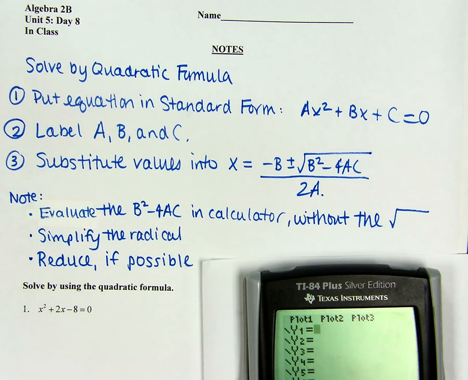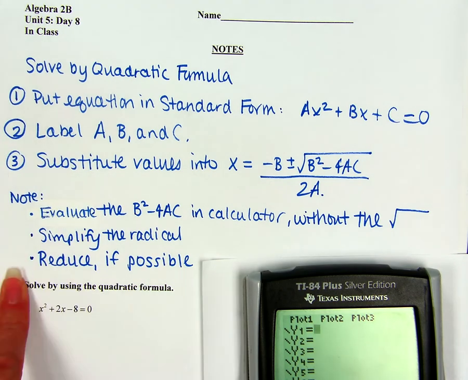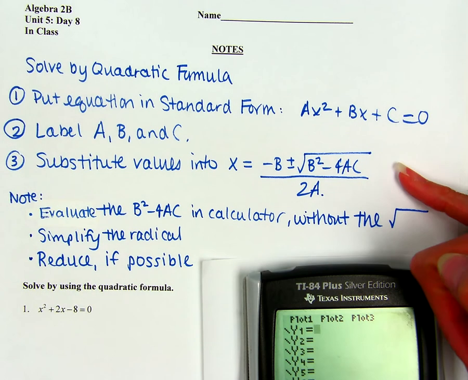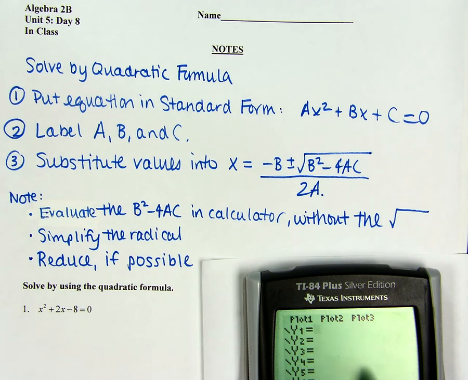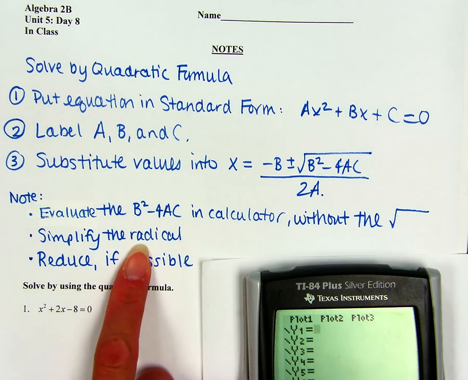So these are the steps we're going to follow. You should memorize this formula. After you substitute everything in, I'm going to show you how to reduce with the calculator, or at least simplify as much as you can with the calculator. And then you're going to have to simplify radicals like we did earlier in the chapter.